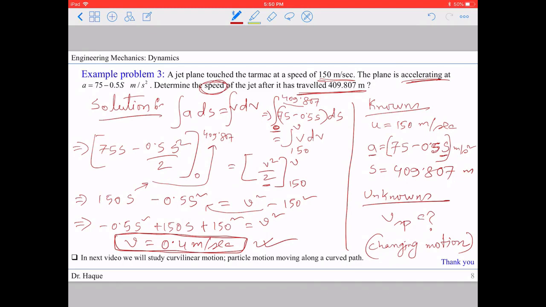So today we have solved 3 problems. In the next video, we will study curvilinear motion, which is particle motion along a curved path. So far we have studied particles moving in a straight line, and we will study the theory of particle motion along a curved path, and in the next class we'll solve problems. Thank you so much.